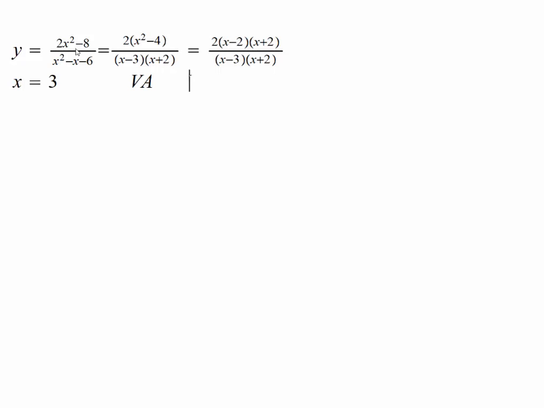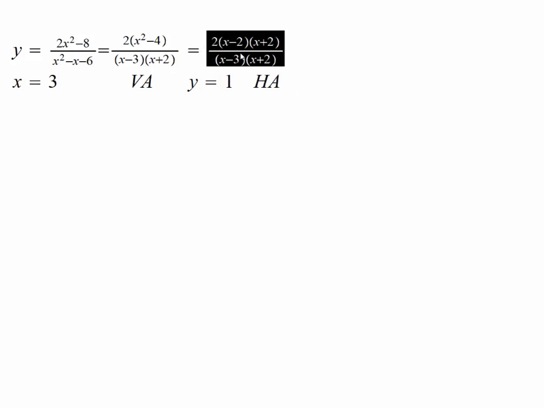Then the degree of the numerator is the same as that of the denominator, and if we take the ratio of the leading terms, that will be 2 over 1. So y equals 1 is going to be a horizontal asymptote. And of course at x equals -2, we have to make a hole at that point.